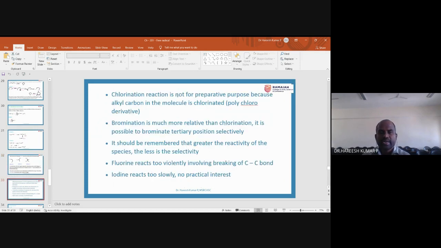Chlorination reaction is not for preparative purpose because every alkyl carbon in the molecule is chlorinated. Bromination is much less reactive than chlorination, and it is possible to brominate the tertiary position selectively. It should be remembered that the greater the reactivity of the species, the less is the selectivity. Fluorine reacts too violently, involving breaking of carbon-carbon bond. Iodine reacts too slowly, so that is the reason it is of no practical interest.